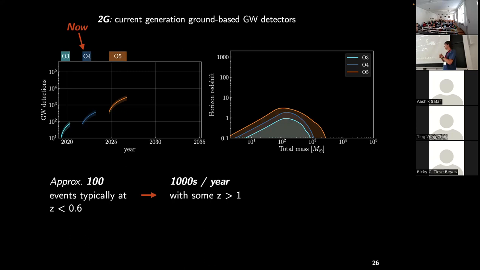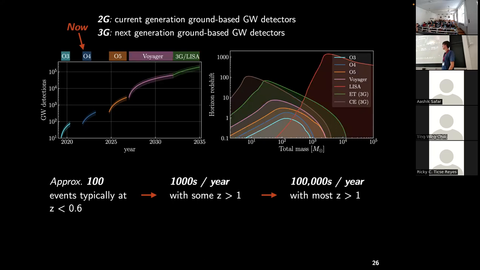But as I was highlighting at the beginning, the real revolution will come with the next generation detectors, in which we will get hundreds of thousands of events per year, with most of them being detected at redshift larger than 3. So in this plot, by the way, on the left is the number of gravitational wave events as a function of time. And here, what you see is the horizon redshift, which is how far you can detect these signals as a function of the total mass of the binary.